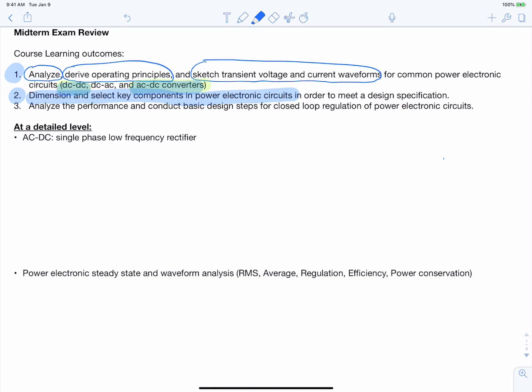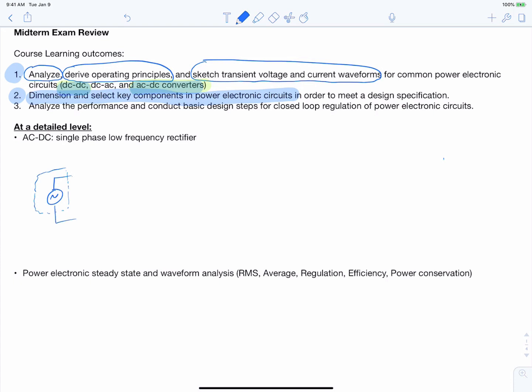So let's now talk about this as it pertains to the individual units that we've had in class. We've covered several distinct pieces of material pertaining to power electronic converters, and we started the class by talking about AC to DC converters, and specifically a full wave rectifier, the single phase low frequency rectifier. And in all cases, we were considering this circuit where we had an input voltage, and we acknowledged that this input voltage was coming from a transformer.